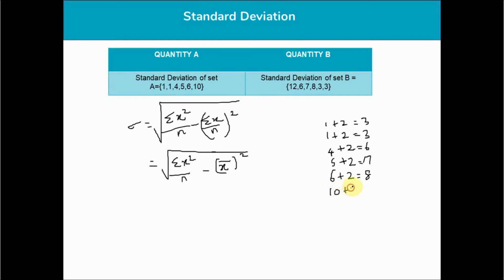So, bingo, what are you getting? Every element or every data point here has been increased by 2 units from this data set A, which means, as I told you, the standard deviation remains the same. The answer would be option C, where you say that both the quantities are equal.